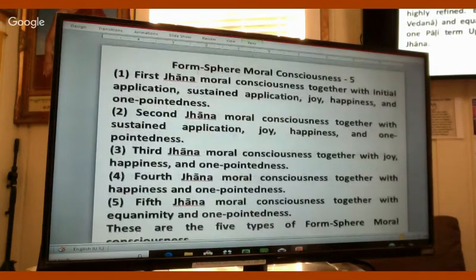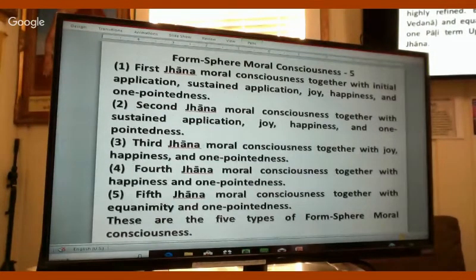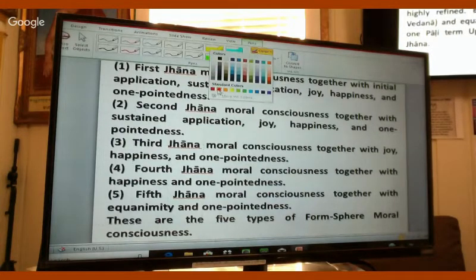Okay, so sphere consciousness, five kinds of sphere consciousness: in the wholesome, in the resultant, in the functional. Kusala chitta, vipaka chitta in Pali, kiriya chitta. So each five. Wholesome five, resultant five, functional five. Altogether 15 kinds of sphere consciousness we got. So that's why here, the sphere moral consciousness. Moral here means wholesome consciousness.